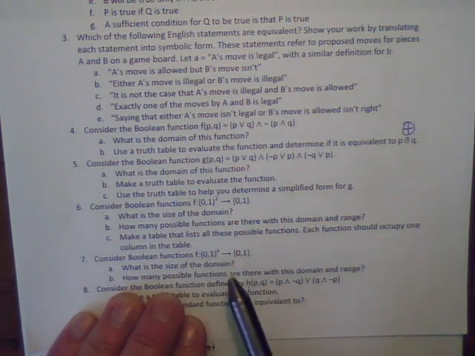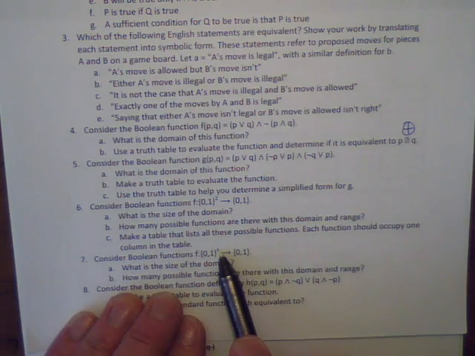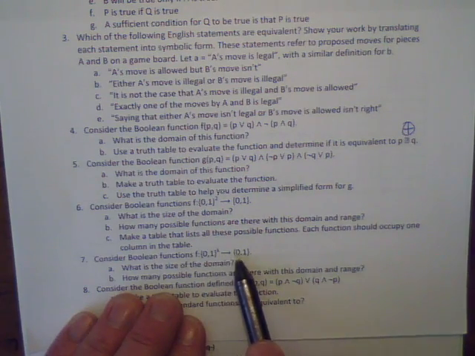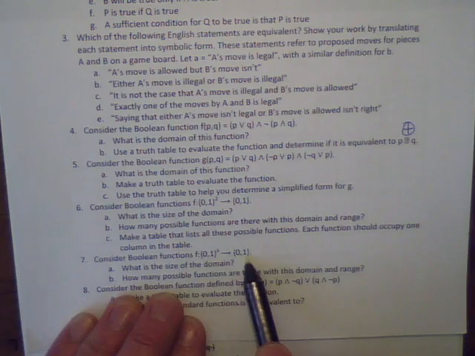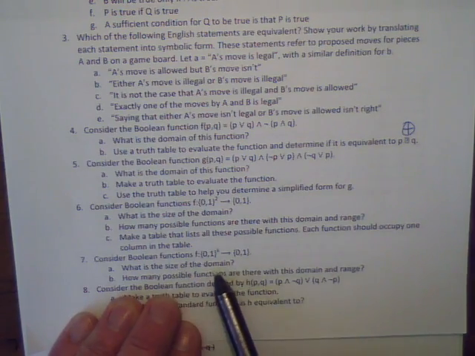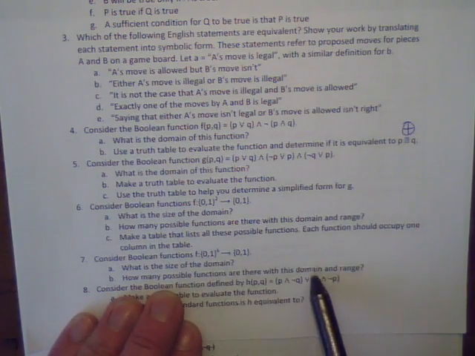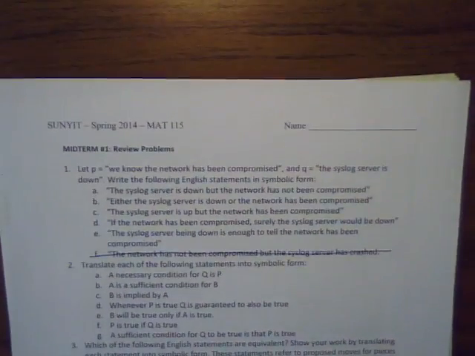Consider Boolean functions with domain {0, 1} raised to the kth power and range {0, 1}. That means it's a Boolean function. What is the size of the domain, and how many possible functions are there with this domain and range?